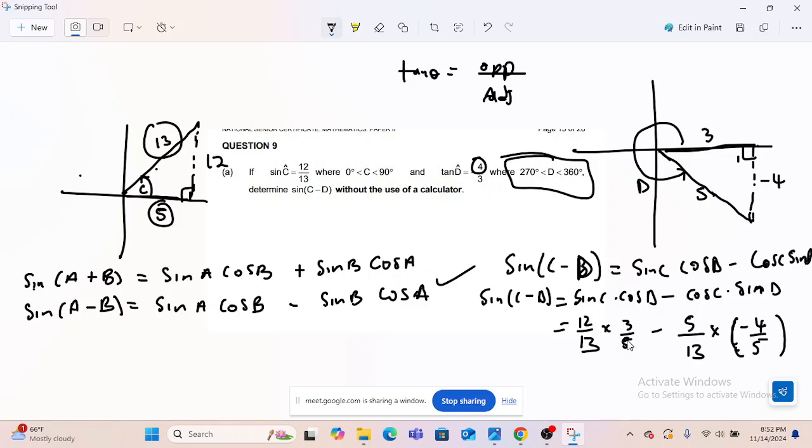Could you quickly multiply this? Quickly multiply this. All right, so you multiplied everything. 56 over 65. That's it. Any question here? No question.